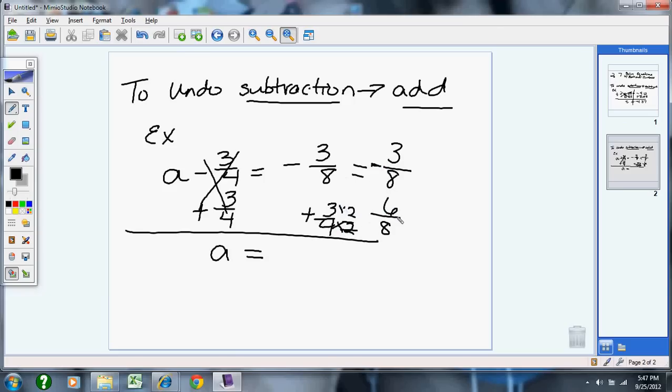Now I have negative 3 plus 6. My denominator will be 8. Negative 3 plus 6. Signs are different when I'm adding, so I'm going to subtract. 6 minus 3 is 3, and keep the sign from the one with the larger absolute value. So your answer is a equals 3 over 8. That was when we see subtraction, we add to undo it.